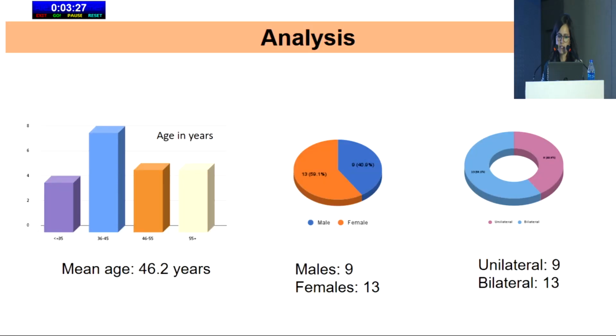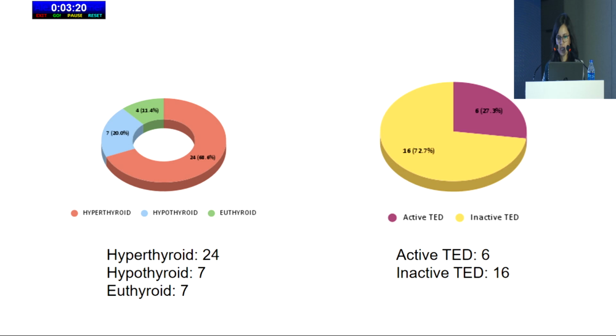Coming to my analysis, the mean age was 46.2 years. Females were 13 more than males, and bilateral disease was seen in 13 of the cases.